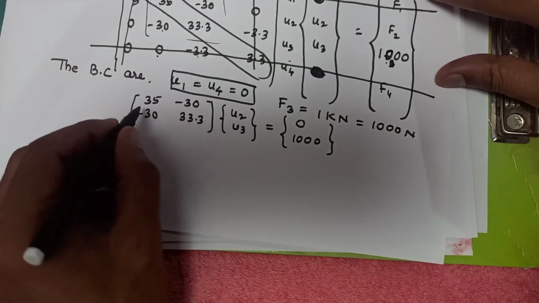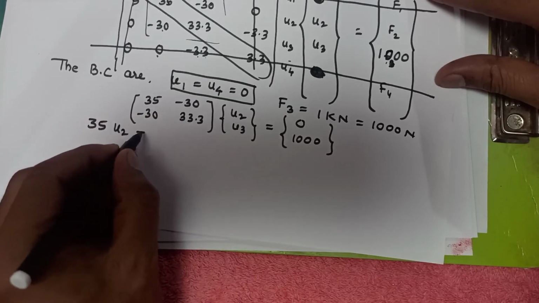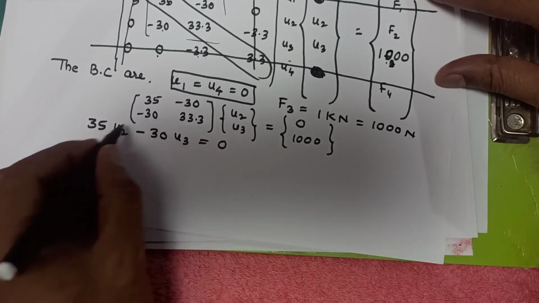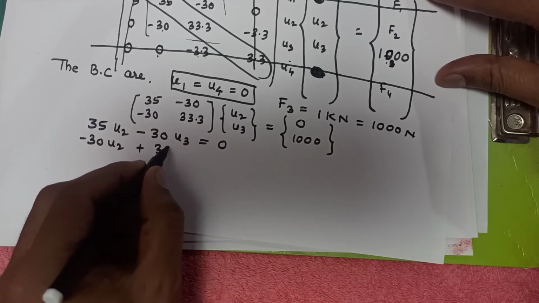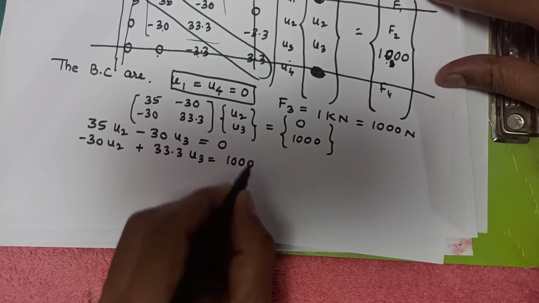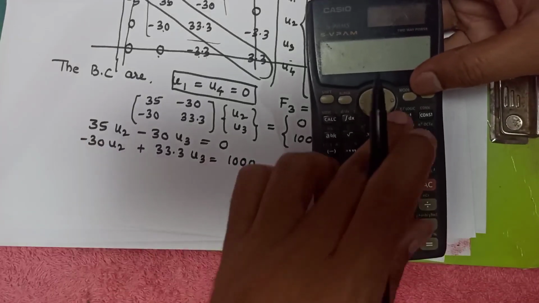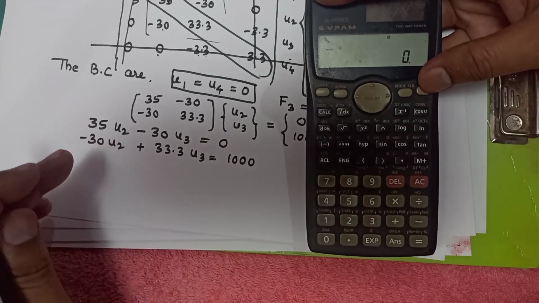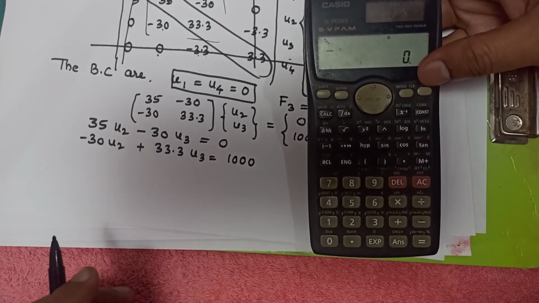Now you can make the multiplication. The first row gives 35 U2 minus 30 U3 is equal to 0. This is the first equation. The second is minus 30 U2 plus 33.3 U3 is equal to 1000 Newton. So you will get two equations. Now you can use a scientific calculator, or equate equations 1 and 2, then you will get the two unknown values. Hope you can do that work.